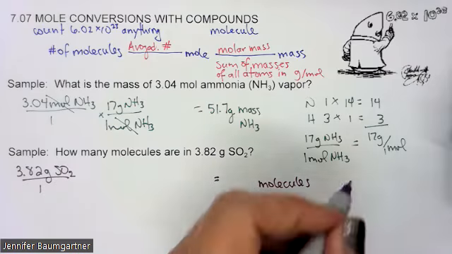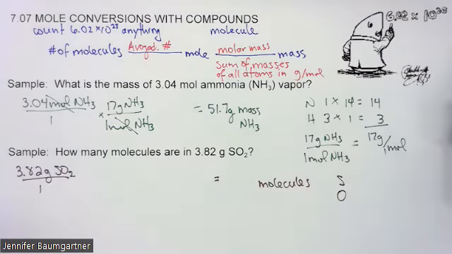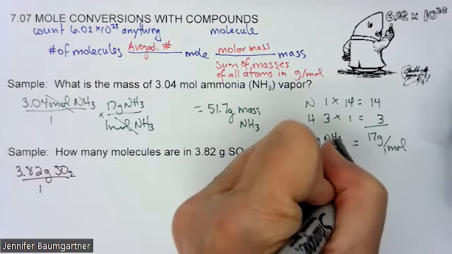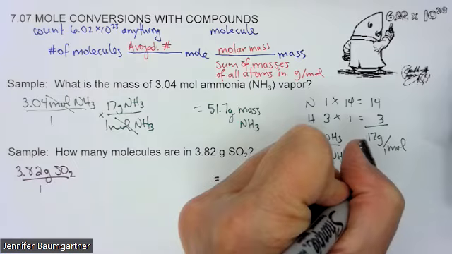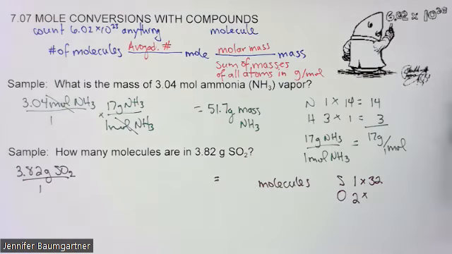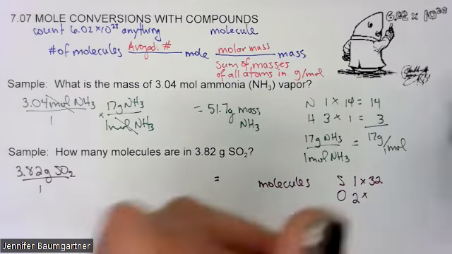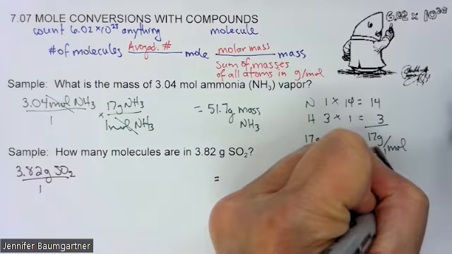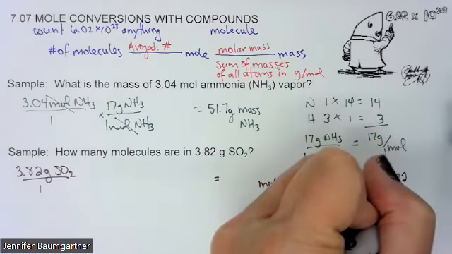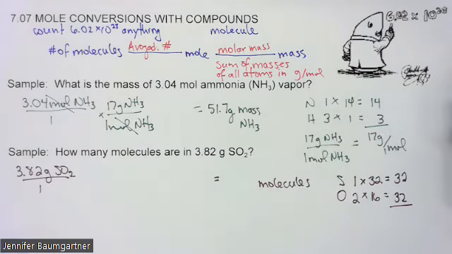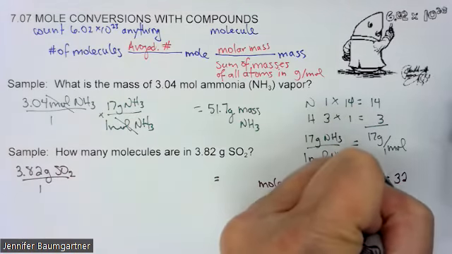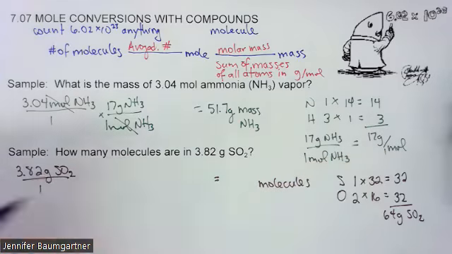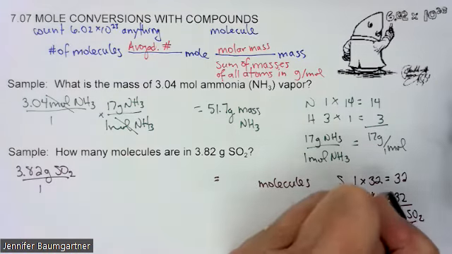So I'm going to need my molar mass. Let's make an element bank. I've got sulfur, I've got oxygen. I have 1 sulfur, I have 2 oxygen. Molar mass of sulfur is 32. Oxygen is 16. I'm going to have 32 plus 32. And my molar mass is going to be 64 grams of sulfur dioxide in 1 mole of sulfur dioxide.